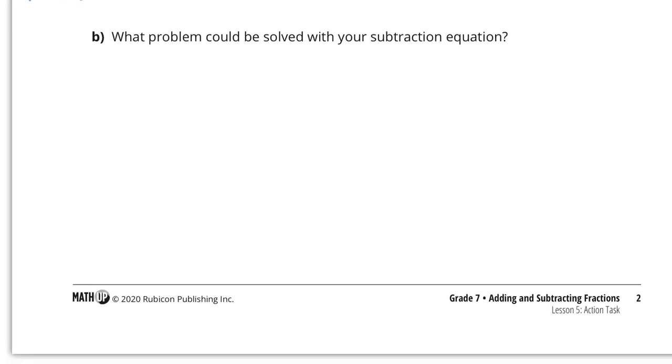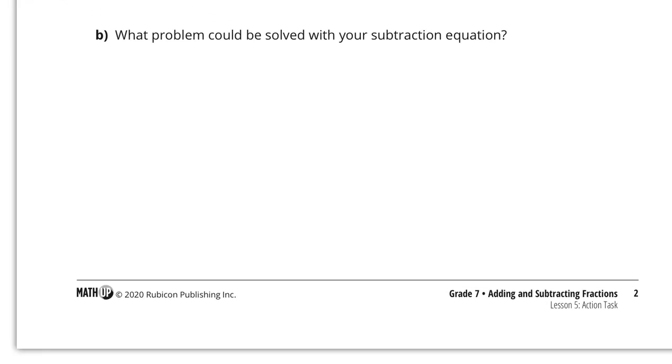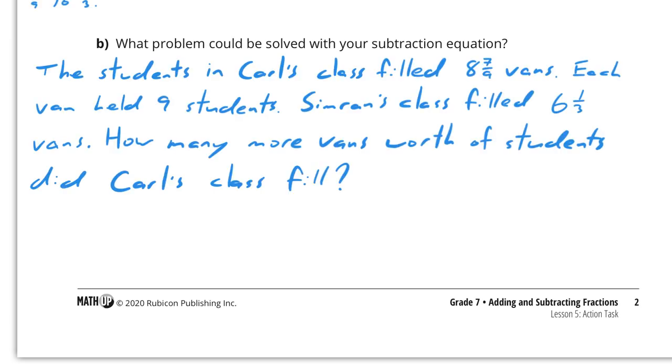Finally, it asks what problem could be solved with your subtraction equation. I might pose a question like this. The students in Carl's class filled 8 7/9 vans. Each van held 9 students. Simran's class filled 6 1/3 vans. How many more vans worth of students did Carl's class fill?